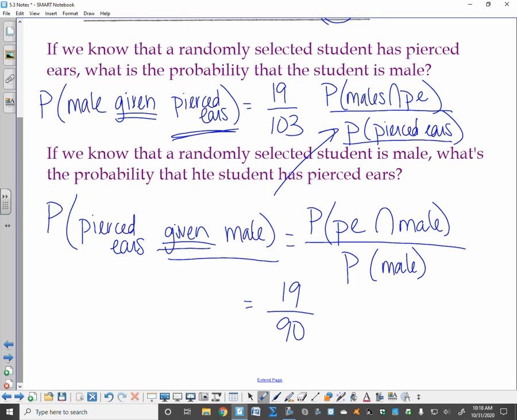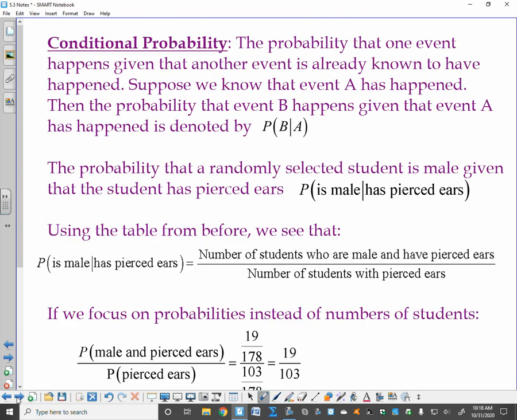All right, this is leading beautifully into the formula that I'm getting ready to give you. Conditional probability. The probability that one event happens given that another event is already known to have happened. So conditional probability means I want the probability of this given that I know that this has already happened. So the probability that you have pierced ears given that I already know that you're male. Or I want the probability that you're male given that I know that you have pierced ears.